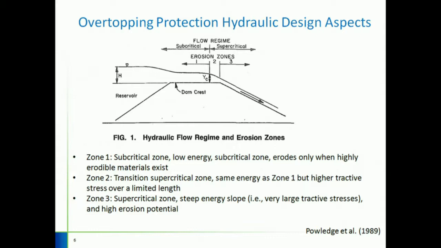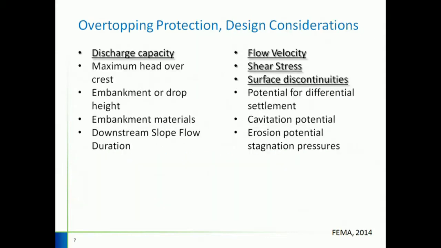So some of the design considerations. So everything you're going to see on this particular slide and on the following slide are the things that we need to address when we're designing overtopping protection. The ones underlined are kind of the more important ones. So we need to start with the discharge capacity calculation and how much extra flow we need over the dam. The flow velocity and shear stress calculations are the first things we need to do.